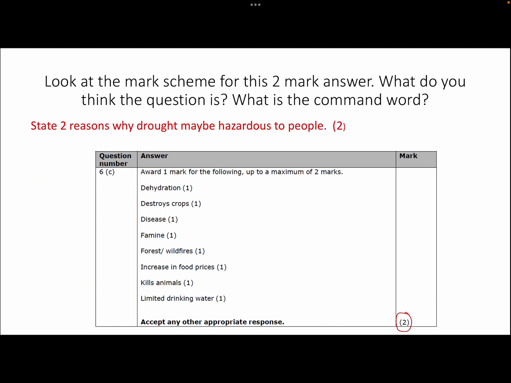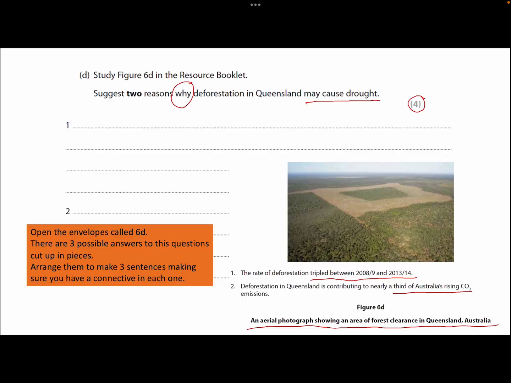The answer is state 2 reasons why drought may be hazardous to people, and you would just have to give any of those 2 reasons to get your 2 marks. Okay, so if it says state, you don't have to necessarily go into a long-winded explanation.